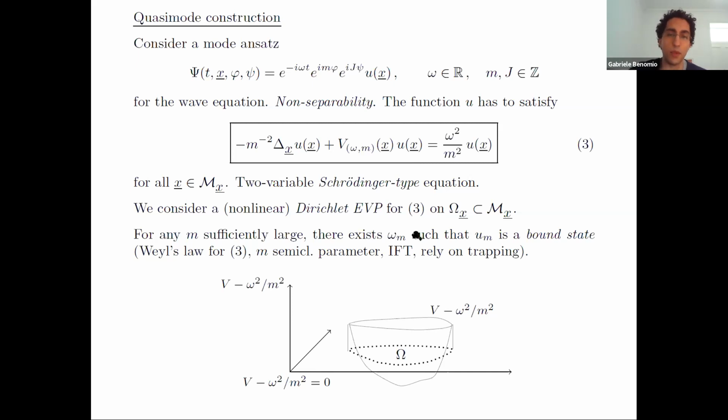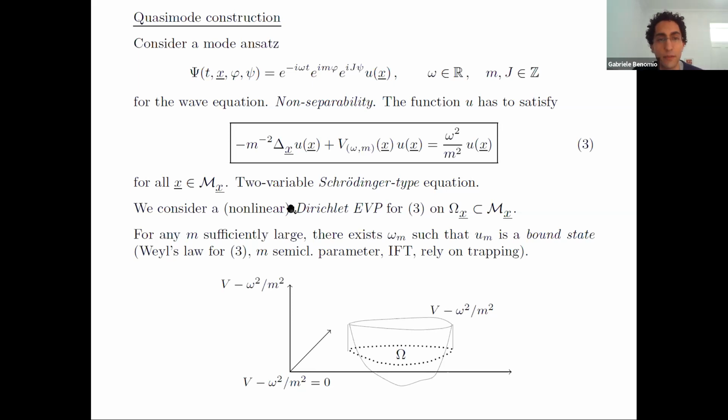So let me mention that because you're considering a Laplacian plus potential operator on a bounded set, one is not free to specify an eigenvalue here on the right-hand side. So the logic that we apply is to treat it as a semi-classical parameter and prove a version of Weyl's law that tells you that you can approach some arbitrary value omega and ensure the corresponding eigenfunction is a bound state for the potential that you have here on the left-hand side.